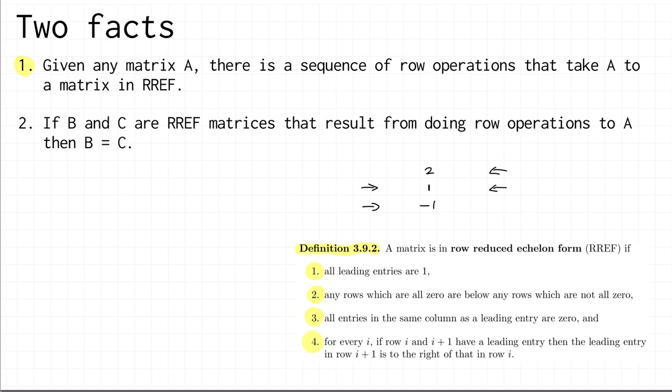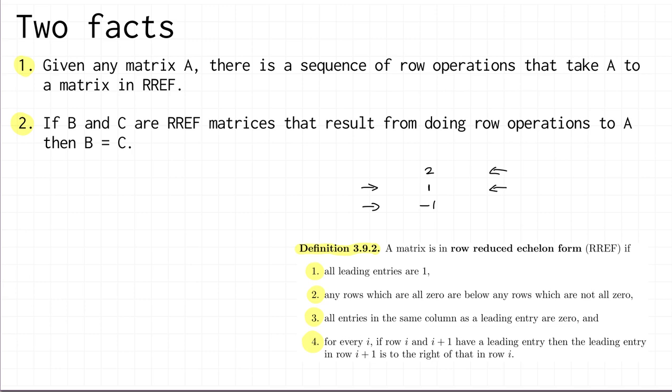And finally, property 4, which says that the leading entries must go from left to right as you read from top to bottom down the matrix, can be fixed by swapping rows. So fact 1 is pretty intuitive. Fact 2, at least for me, is not very intuitive at all.